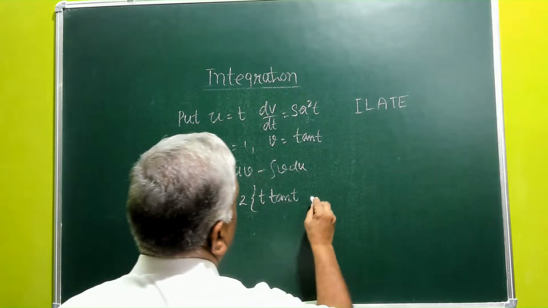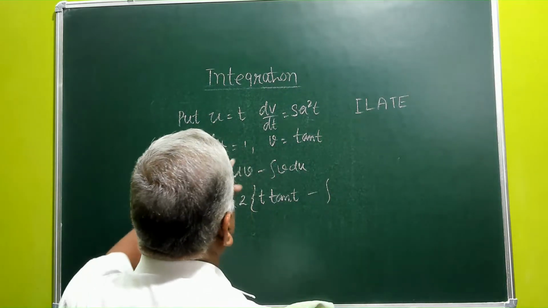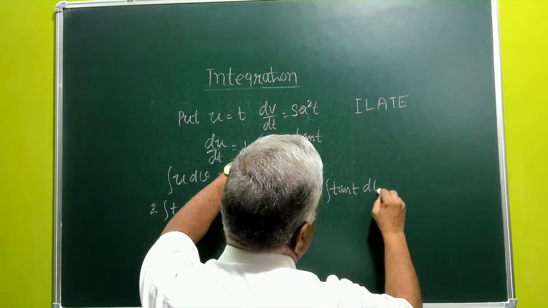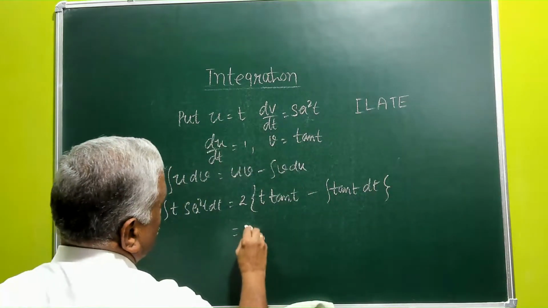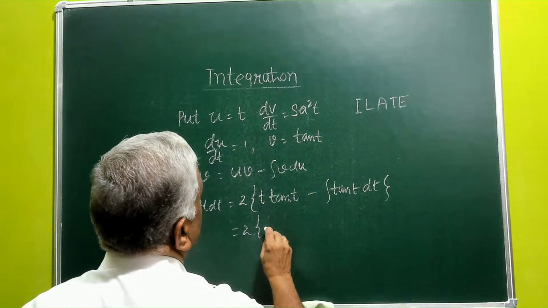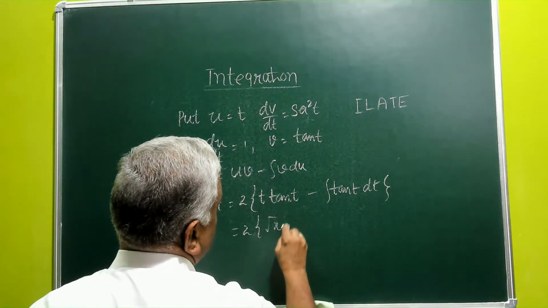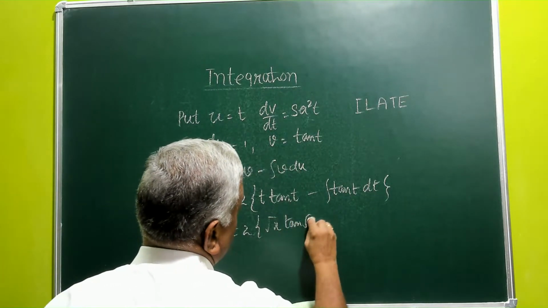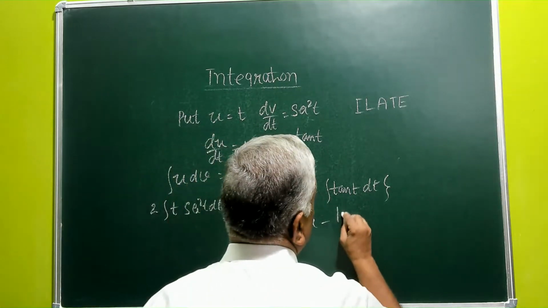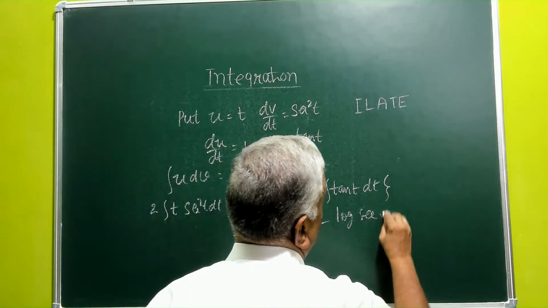tan t minus the integral of v tan t dv by dt is... So this is 2 into t. What is t? t is root x. Tan root x. What's the integration of tan t? Log secant t. So log secant root x.